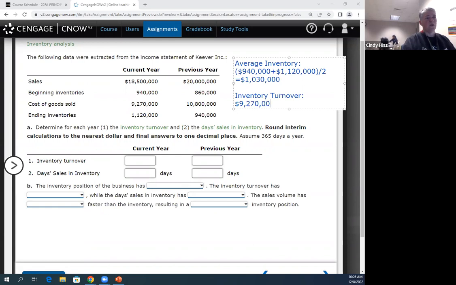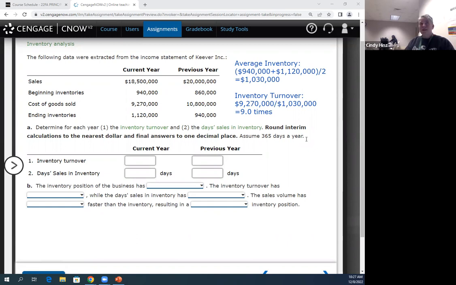So during the year, we sold a total of $9,270,000 worth of inventory. And at any given time, our estimate is we had available $1,030,000 worth of inventory to sell. So 9270 divided by 1030 gives us an inventory turnover of 9.0, because it tells us to round to one decimal place. And as I said, we express inventory turnover as the number of times.